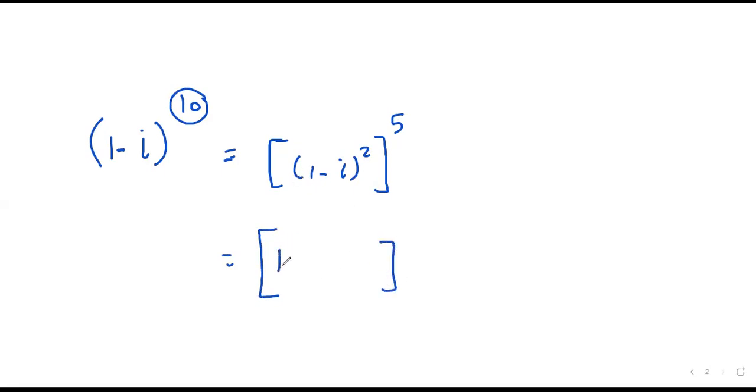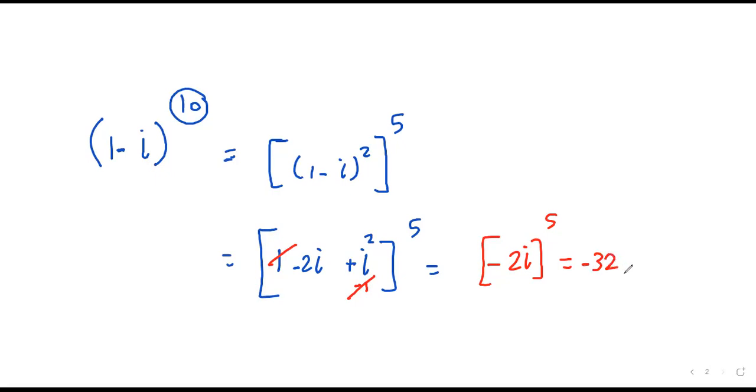The first square is 1, and the second square is i squared. And the first by the second by 2, it's negative 2i, to the power of 5. You know that i raised to the power of 2 is negative 1. So 1 and negative 1 are going to be cancelled. So it's negative 2i raised to the power of 5. You know, negative 2 raised to the power of 5 is negative 2 multiplied by itself 5 times, so it's negative 32.